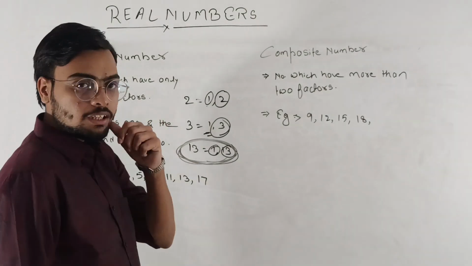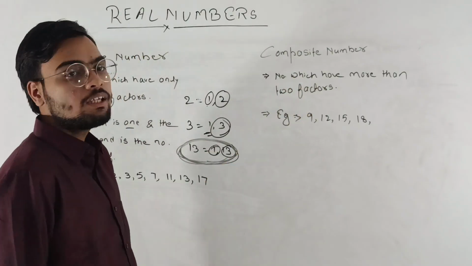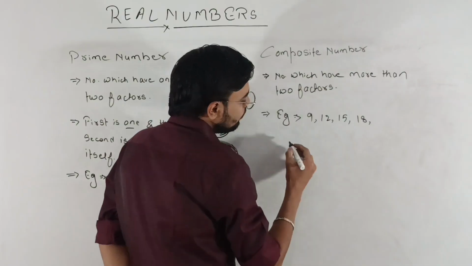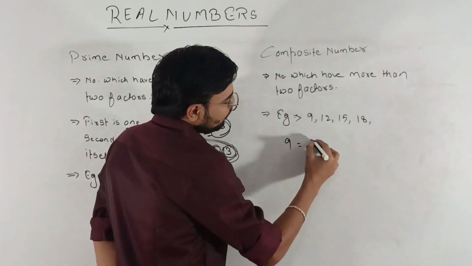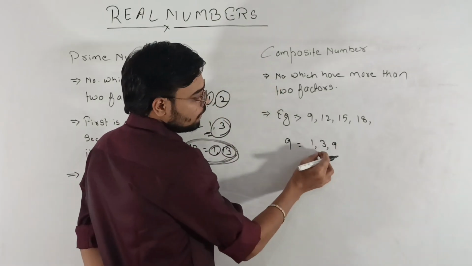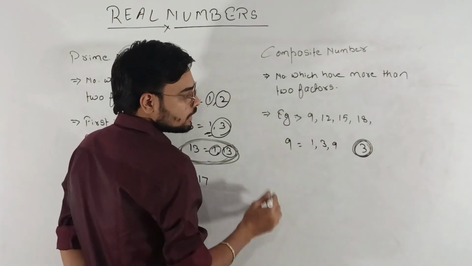Now what is a composite number? A number which has more than two factors. Then we say this number is a composite number. For example 9, 12, 15, 18. What are the factors of 9? 9 is divisible by 1, 3, 9. More than two factors, total 3 factors. Then 9 is a composite number.